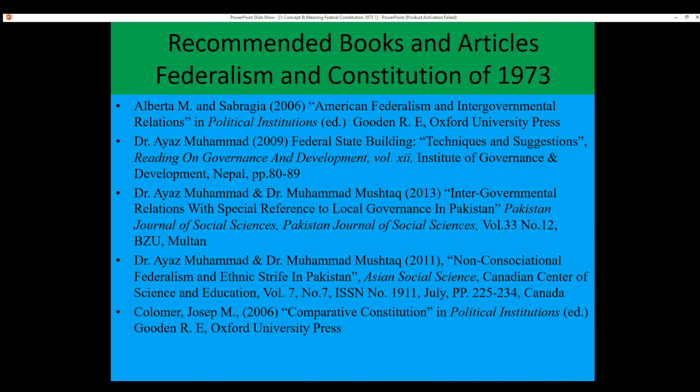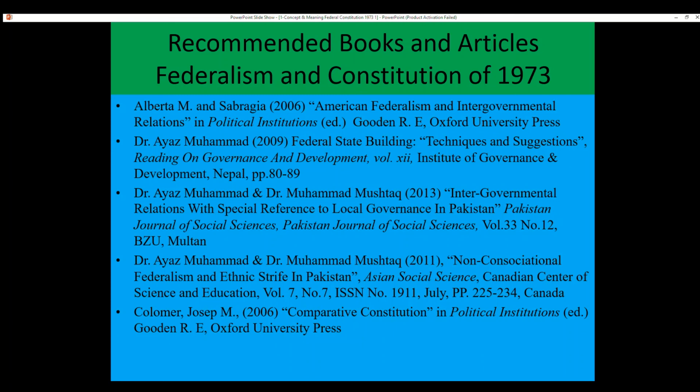These are recommended books and articles about federalism and the Constitution of 1973. American Federalism and Intergovernmental Relations, in the book Political Institutions. Second, Federal State Building Techniques and Suggestions, an article by Dr. Ayaz Muhammad, published in Readings on Governance and Development. Third, Intergovernmental Relations with Special Reference to Local Governance in Pakistan. This is also my article; co-author is Dr. Muhammad Mushtaq.